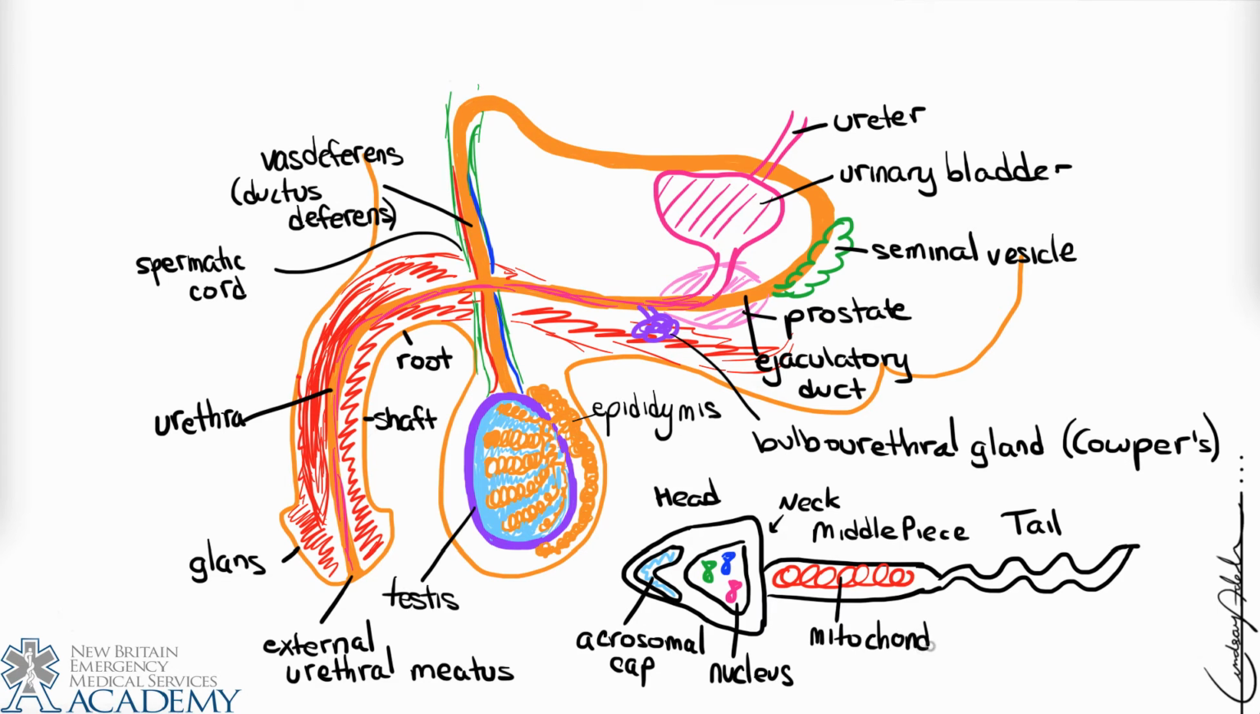And we have a middle piece, which contains a mitochondrial spiral. We have to have production of ATP here so that we can power the movement of the tail. The tail is actually the flagellum, and this is the only cell in the human body that actually has a flagellum. It powers the forward swimming of the sperm, and so we need ATP in order to make that happen.